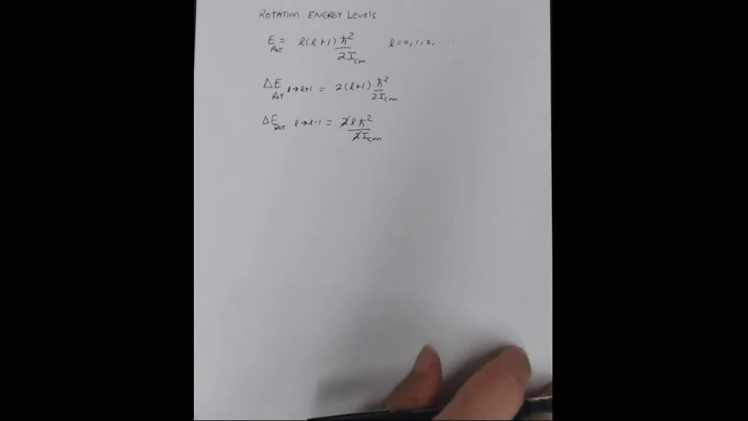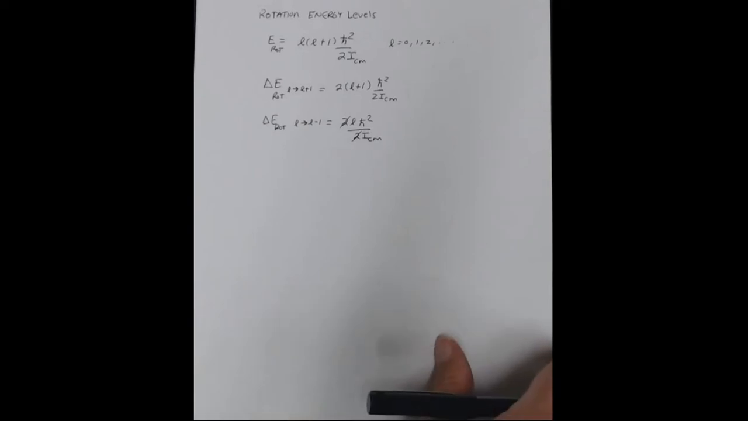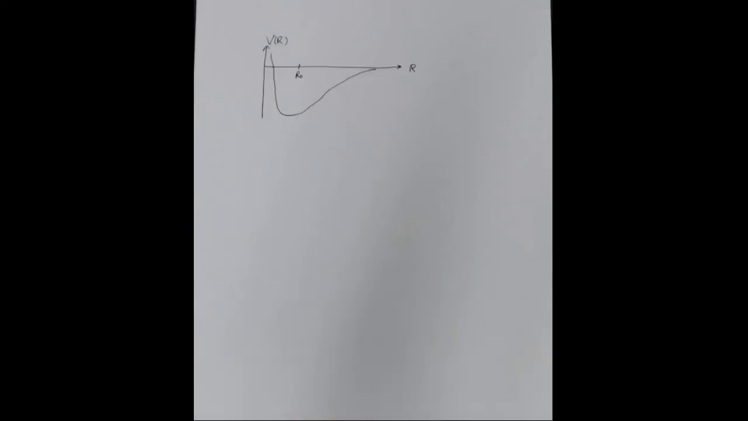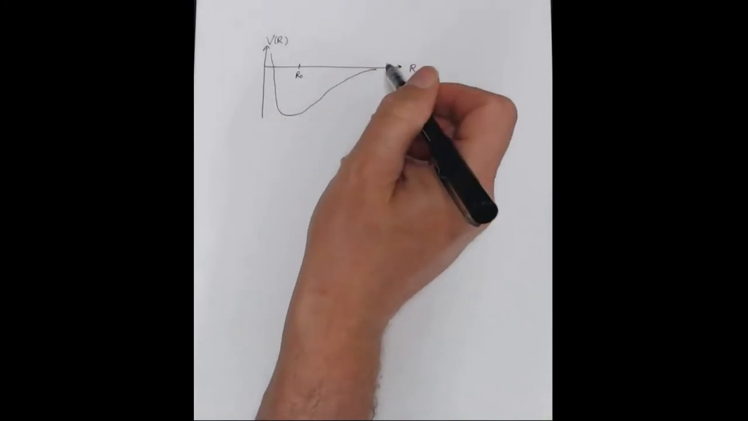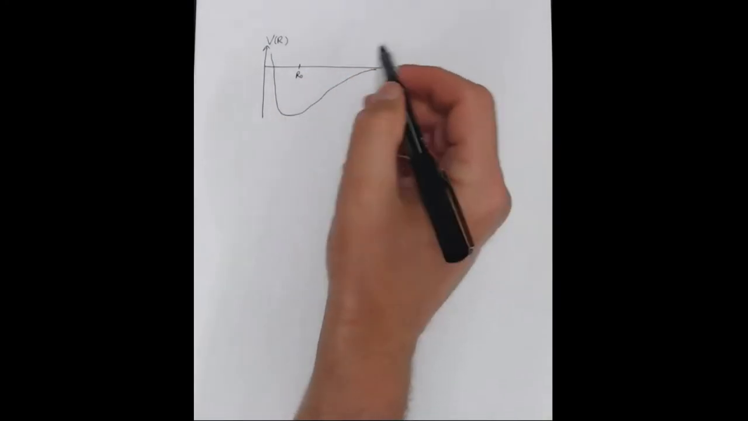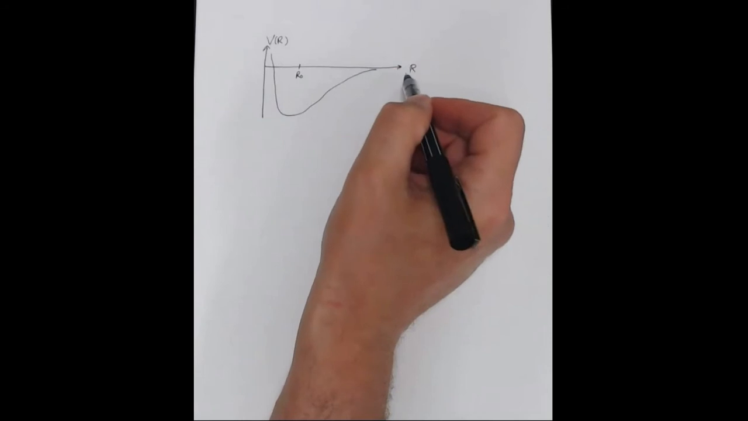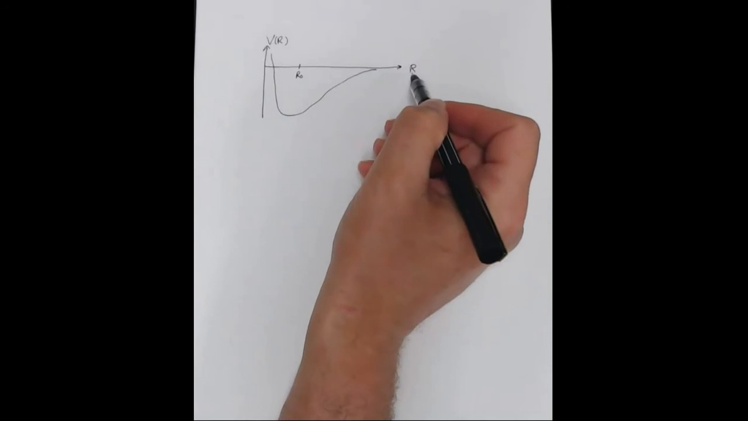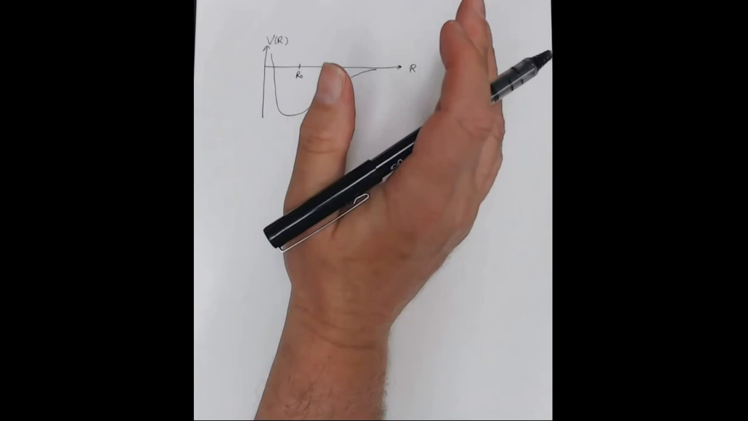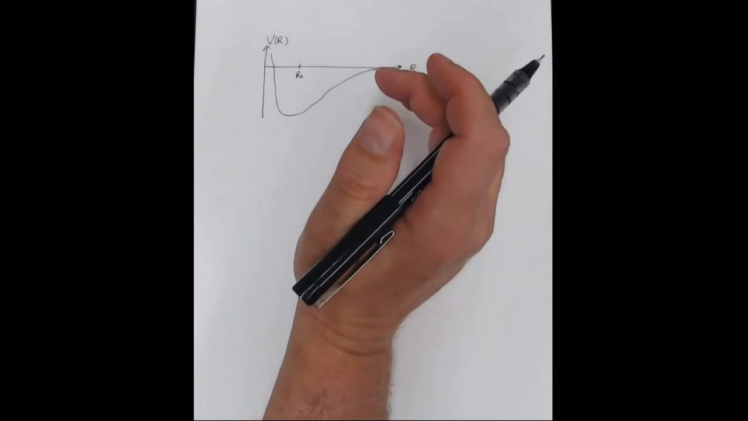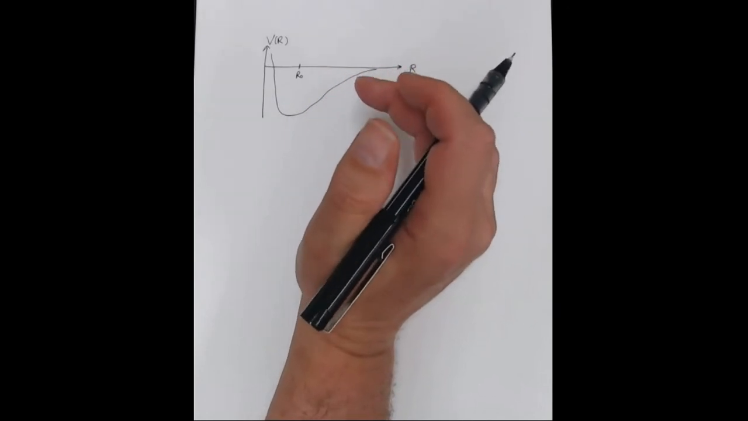Now let's think about vibrational energy. So what can we expect for vibration? Here's a representation of our electronic potential as a function of the separation of the two atoms of our diatomic molecule. Vibrational and rotational energies are a lot smaller than electronic transitions, which are on the order of eVs.